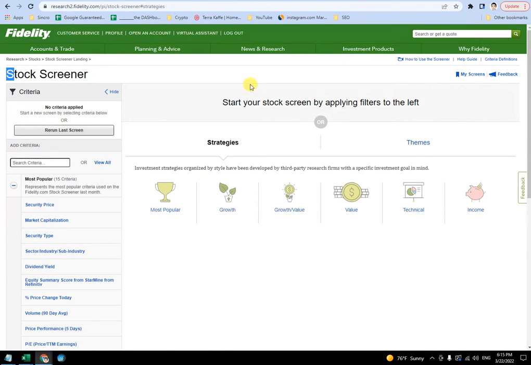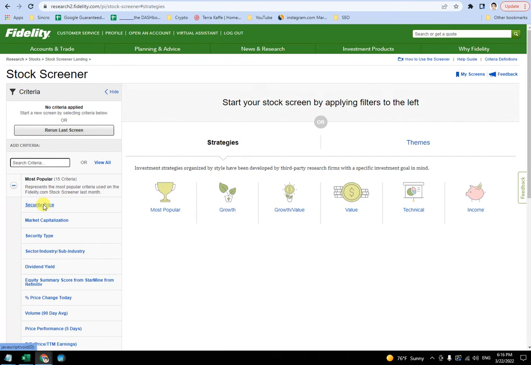And then there are other ways that other people have already looked at in terms of third-party research firms, which means companies outside of Fidelity that have already looked at these stocks in so many different ways and created some lists that are most popular, growth, etc. And we'll go into that in more detail later. But let's start off today with security price. So security is another word for basically stock.